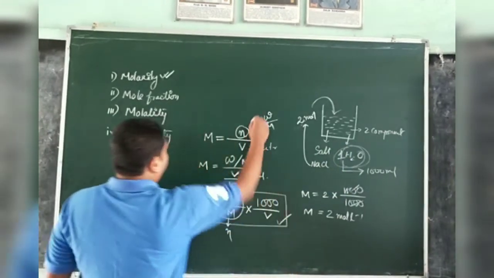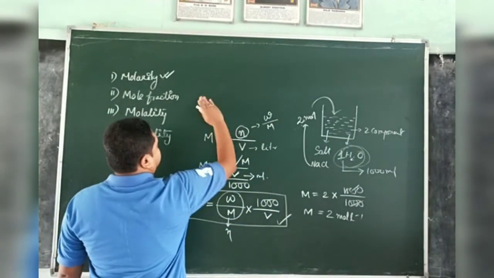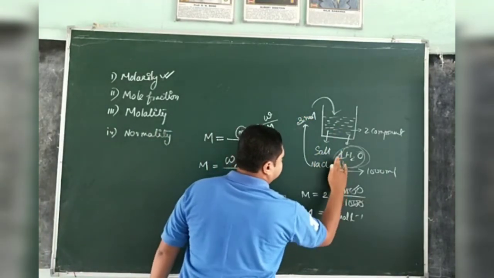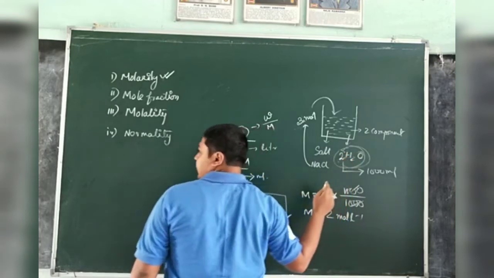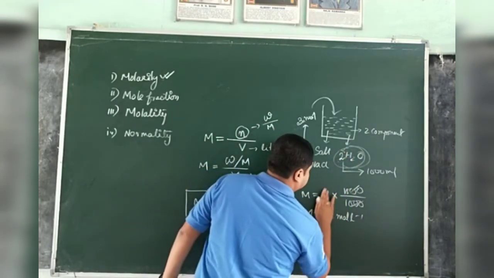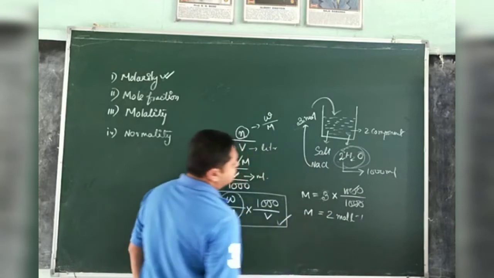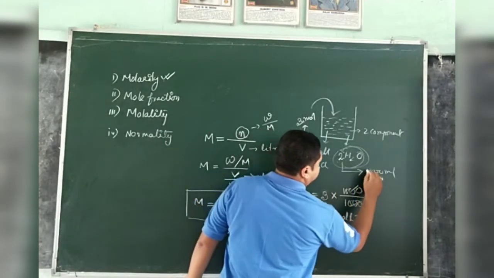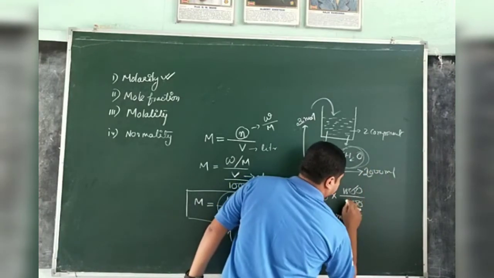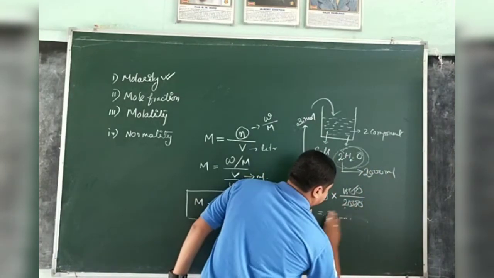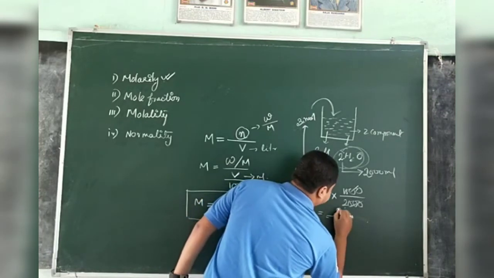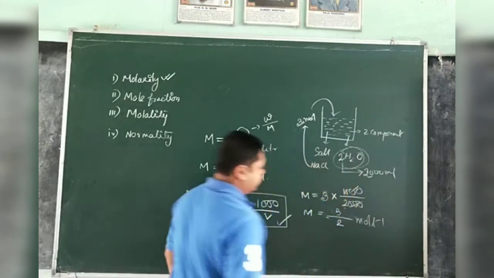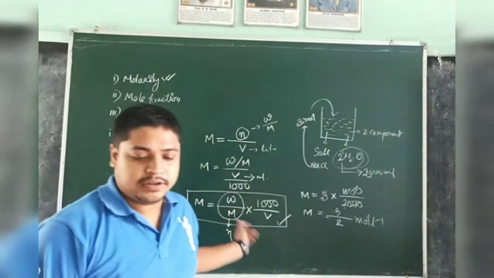So similarly, when 3 mole of NaCl is added to 2 liter of the solution, then number of mole is 3, that means 3 mole of NaCl, and 2 liter means what? 2000 milliliter. So molarity of the solution is what? 3 by 2 mole per liter. This is about the molarity.